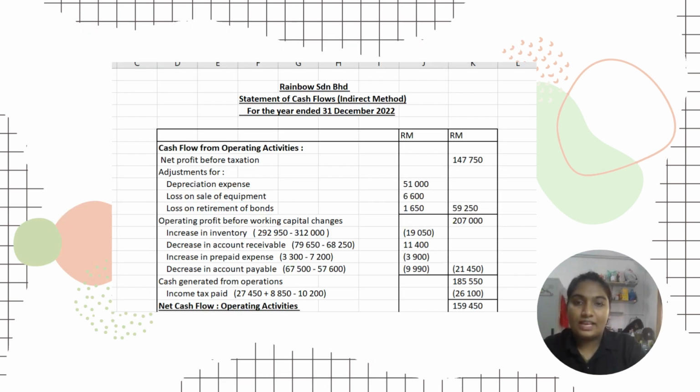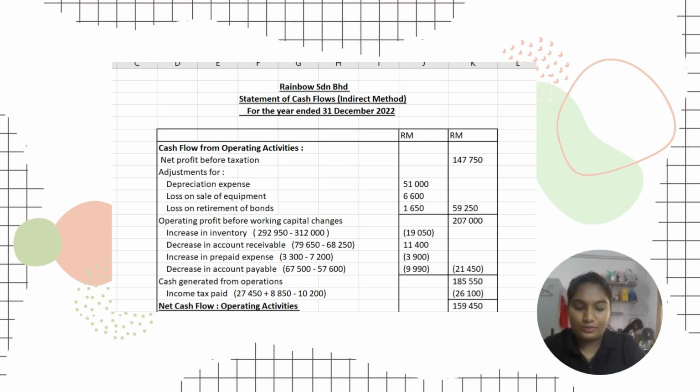First of all, we'll start with the company's name, and the company's name is Rainbow Sindri and Berhad. Statement of cash flow in direct method for the year ended 31st December 2022. So we'll start with the cash flow from operating activities. First of all, net profit before taxation, and the value is 147,750, and we can get it from the statement of profit or loss.